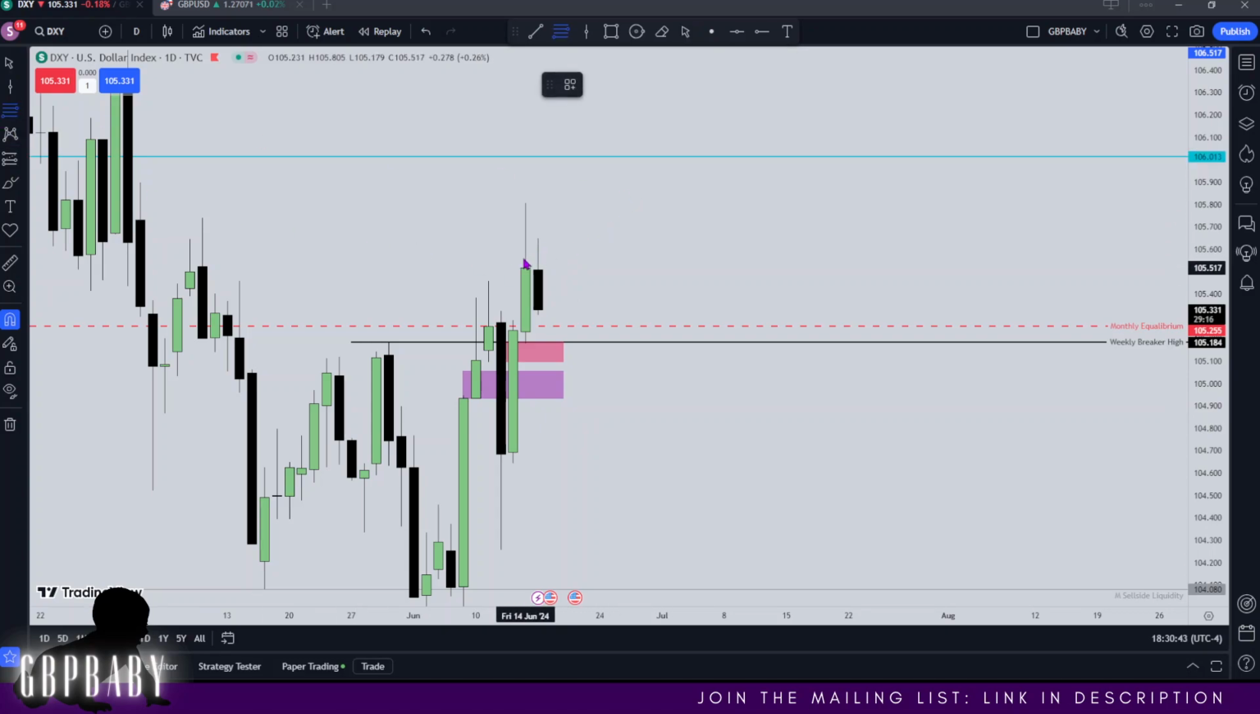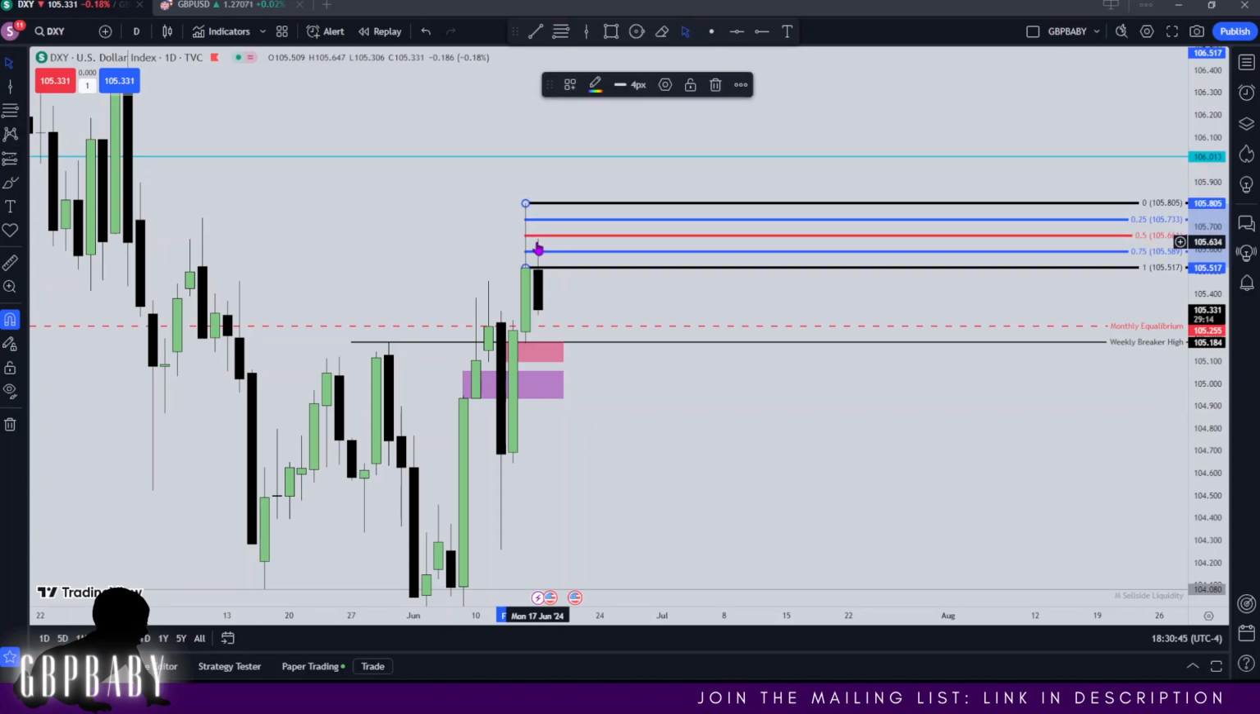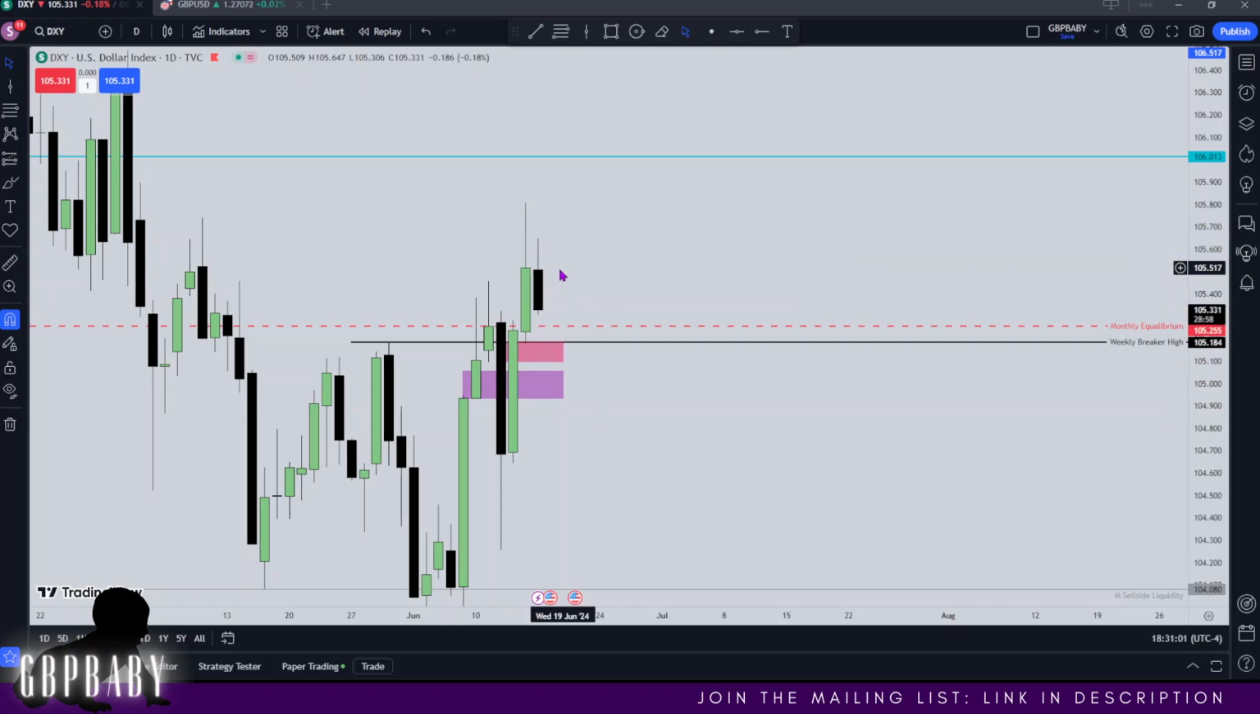You can see we traded up to consequent encroachment off this wick, just about missing it, trading lower, just as anticipated. Now we're looking to trade down, remember, into this range I was talking about. So we had a weekly breaker high, which I'm interested in. And then as we drop to the lower time frames, you'll see that there's some inversion fair value gaps and some ranges in general. I'm looking to provide support.